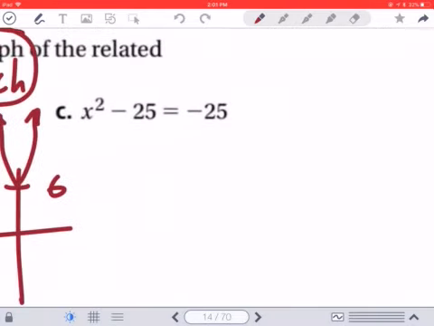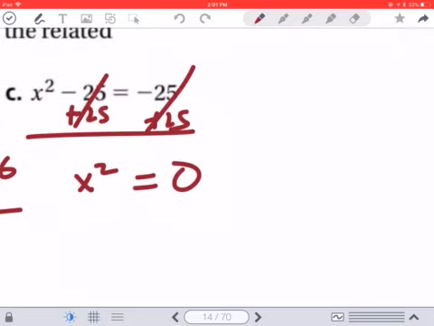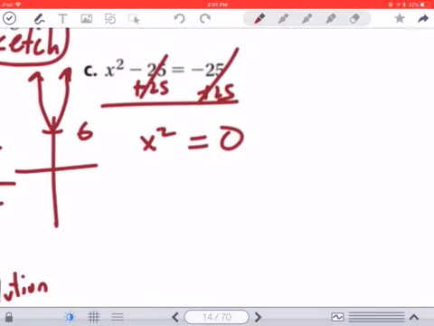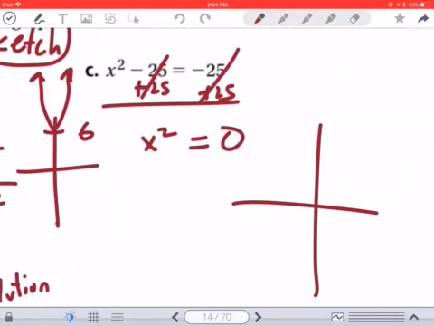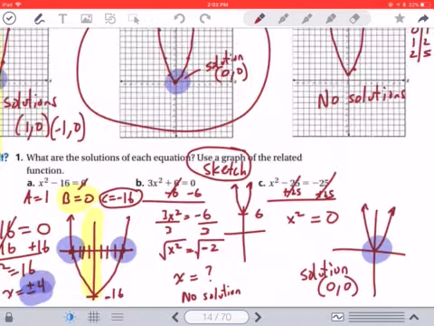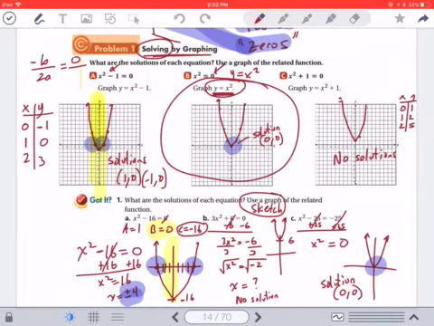Part C, what do I do there? I could add 25. I get x squared equals 0. That cancels. So we already know what x squared equals 0 looks like. That's this graph right here. So y equals x squared. So that is going to have one solution, and the solution is going to be 0, 0. Okay, and at any time, if I'm going too fast in the notes, pause it, rewind it, whatever it takes to help you understand it.